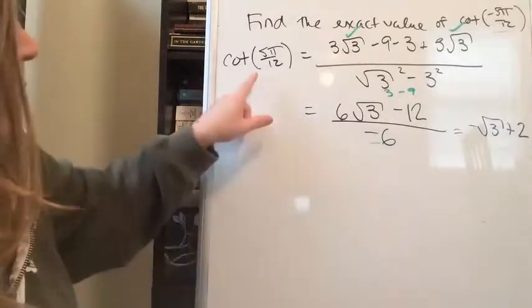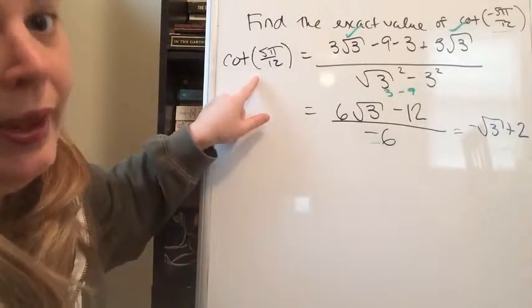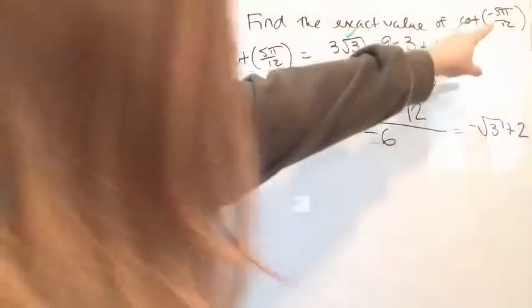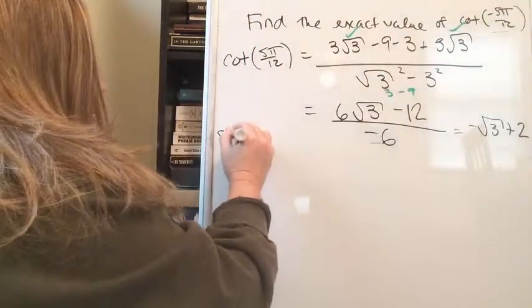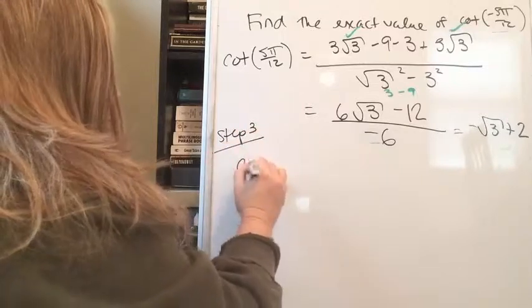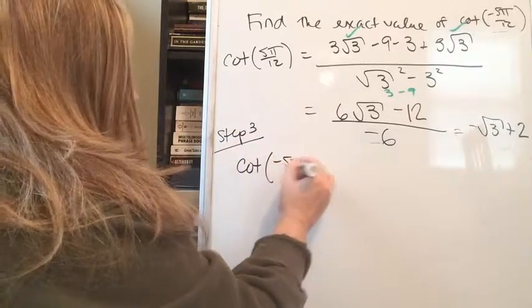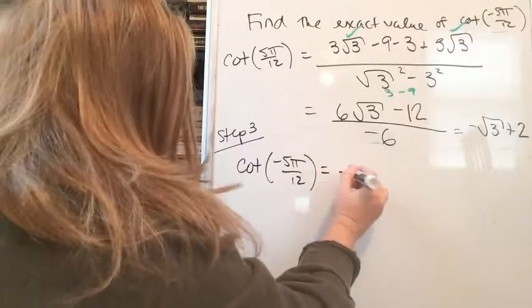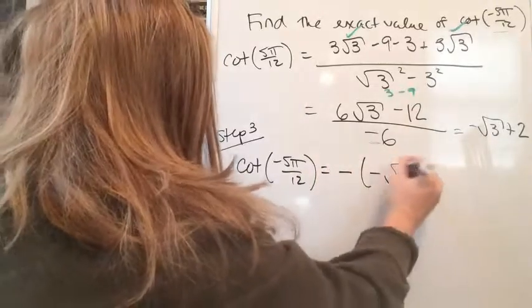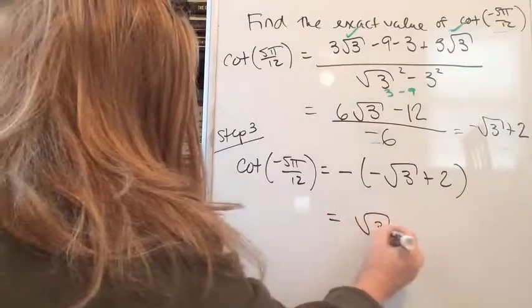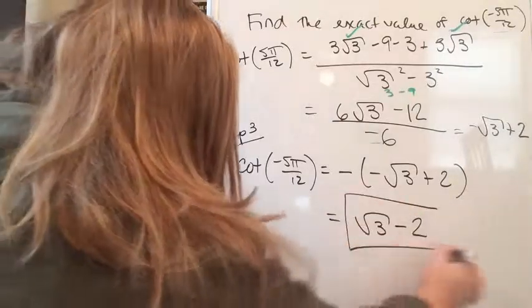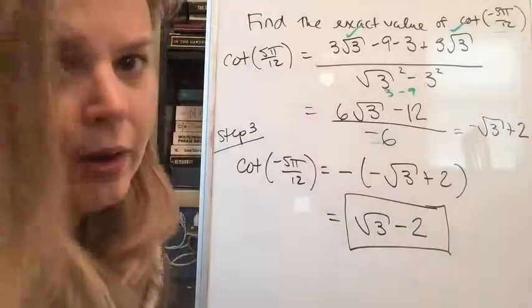All right, so that's cotangent of 5 pi over 12. But the question was cotangent of negative 5 pi over 12. Remember, we had taken that negative out. So this is the last step. We're almost done. Cotangent of negative 5 pi over 12. So I have to throw a negative in front of that answer. So that would be square root of 3 minus 2. And we are finished.